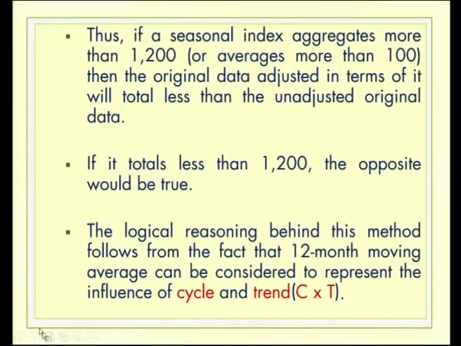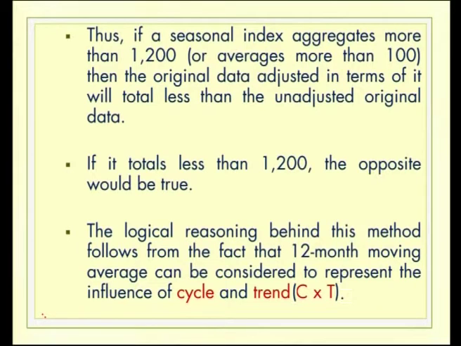Thus, if a seasonal index aggregates more than 1200 or averages more than 100, then original data adjusted in terms of it will total less than the unadjusted original data. So, if it totals less than 1200, the opposite would be true for the unadjusted original data.